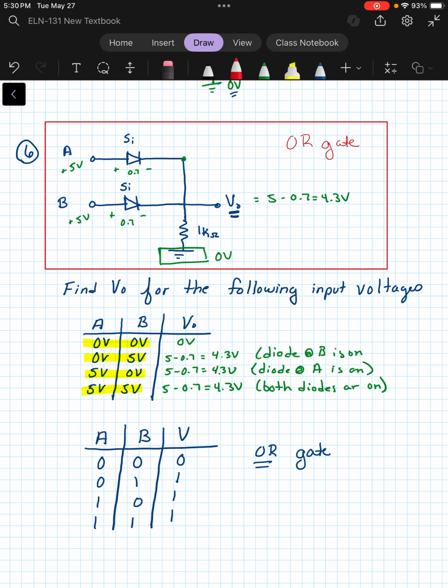We could also fashion AND gates and everything else. And typically gates are made with transistors anyway. This is just a different way of looking at it. But I did want to show you that a lot of your digital circuits actually come from the semiconductor work that we're doing right now.